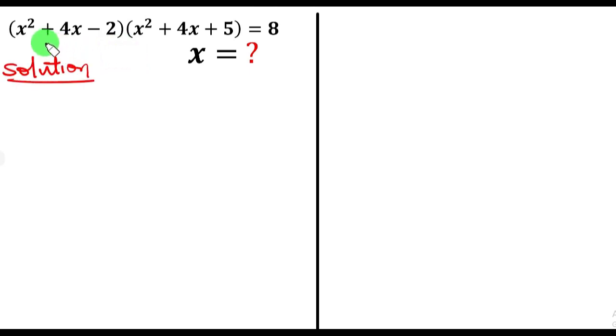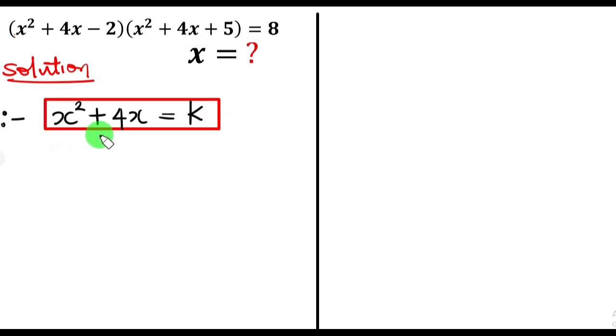The first thing we need to observe in the first parenthesis is that we have x squared plus 4x, and the same thing is also present in the second parenthesis, which is x squared plus 4x. So we have something in common in both parentheses. Therefore, we can start by saying, let x squared plus 4x equal k.